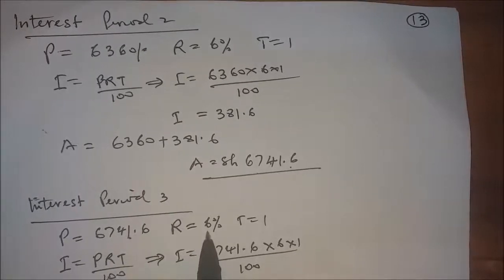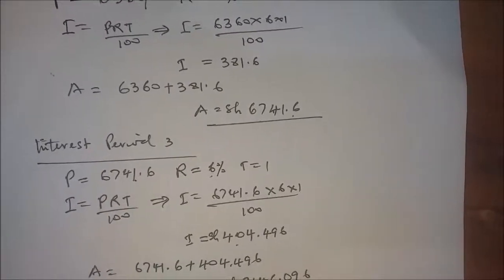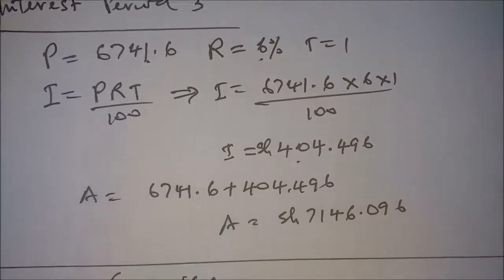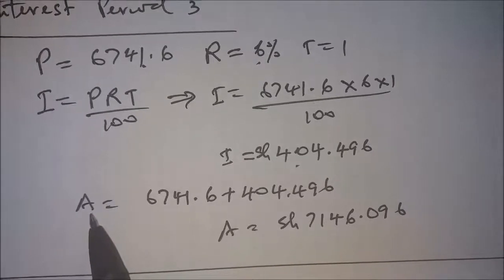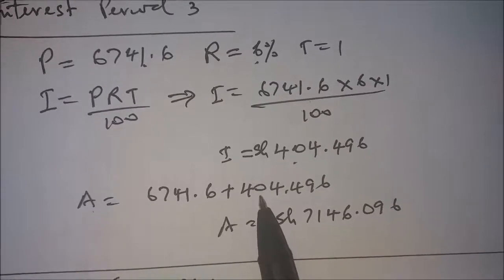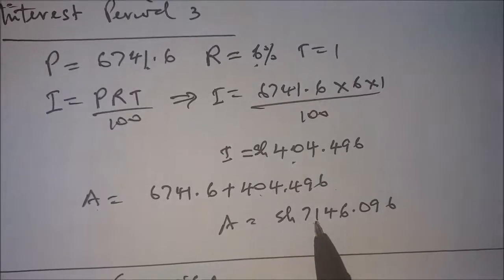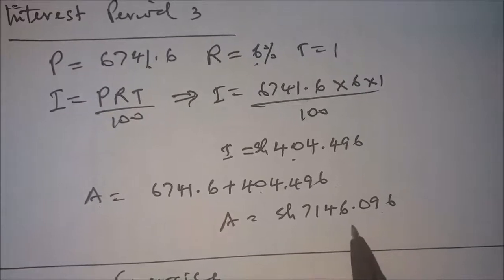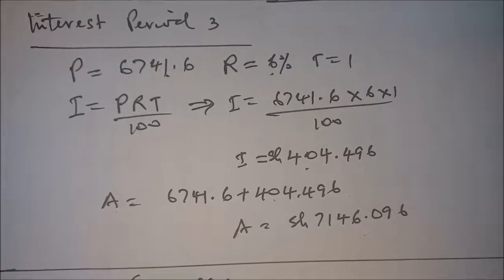This amount is reinvested in the next interest period at 6%, giving us an interest of 404.496. And so the amount at the end of the third interest period will be 6,741.6 plus 404.496, which gives us 7,146.096. This is the final amount at the end of the interest period of 18 months.